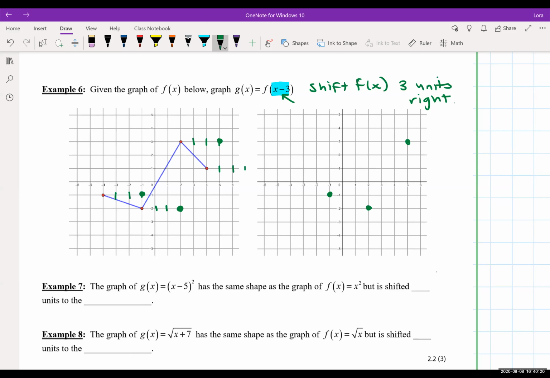Got to draw our own little tick mark. Just try to be as uniform as possible. That's going to be 7, 1. So now if you connect your line segments, you can in fact see that the g of x is the f of x shifted over 3 units to the right. So notice only the x values have changed, not the y values.